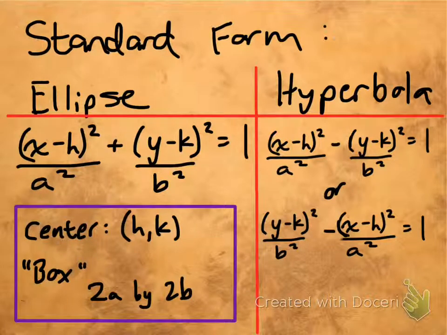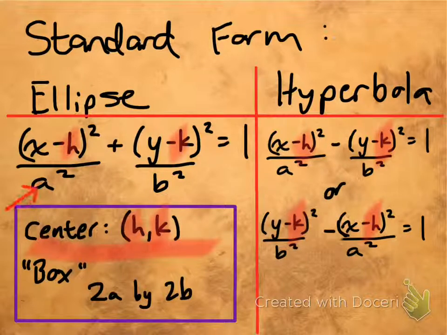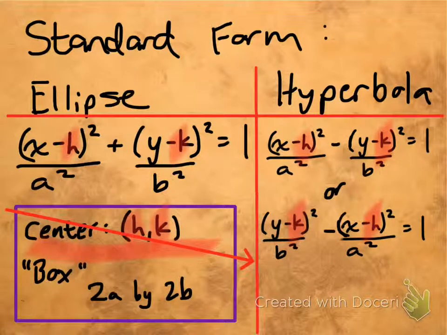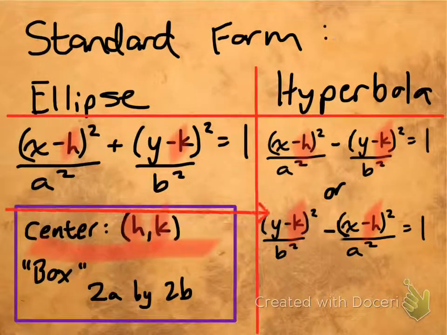But what do these things mean? H and K, as you see here, represent the center. We have H always with the x term, which is why H is the x coordinate of the center, and K is always with the y term, which is why K is the y coordinate of the center. Just for consistency, we have A and B with an ellipse, A and B with a hyperbola, and A and B with the other type of hyperbola. I'll explain the difference between these two later.